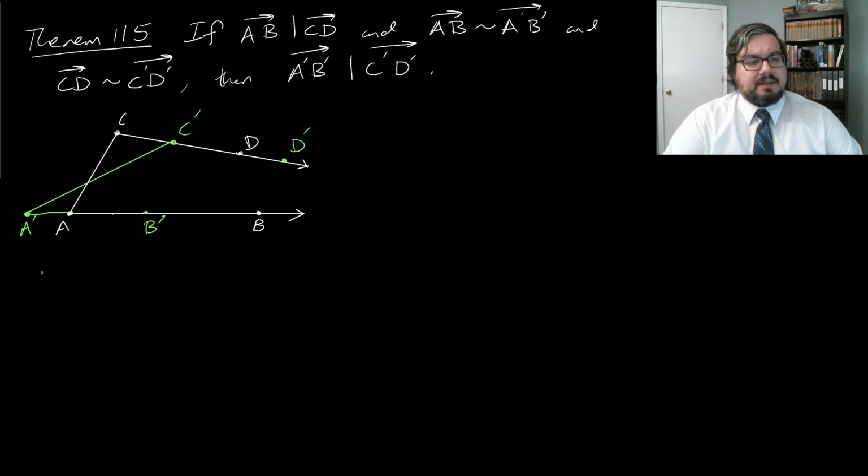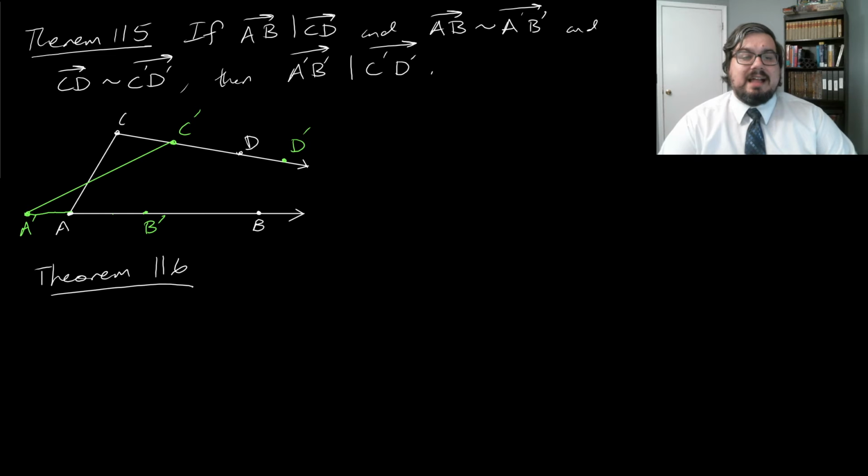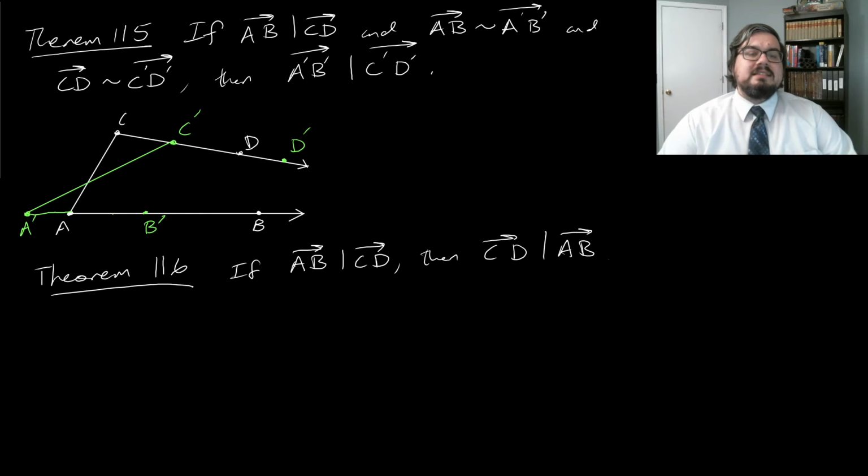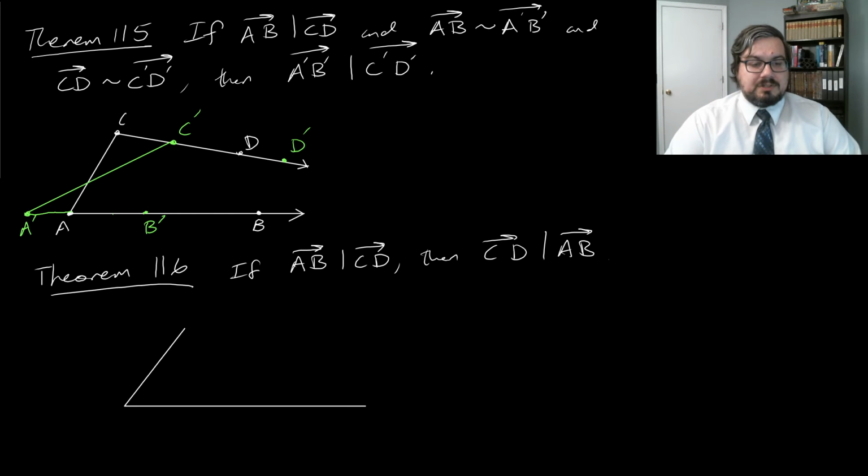And a related theorem, 116, says that being critically parallel is a symmetric relation. It says if AB is critically parallel to CD, then CD is critically parallel to AB. And this is actually less trivial than it immediately looks.